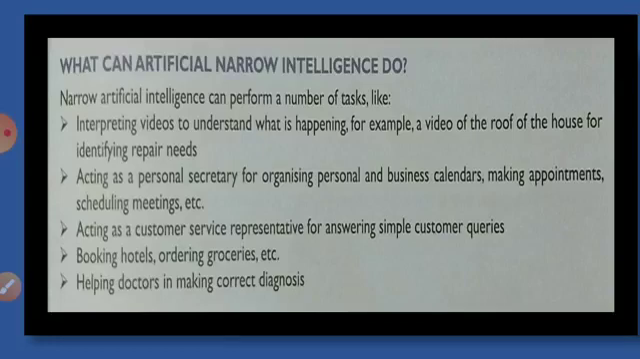These are all things artificial narrow intelligence can do, which we are already using, like booking hotels and ordering online, right? So these all come under artificial narrow intelligence. For whatever purpose the machines are made, only that task they can perform, not beyond that. I hope it was clear.